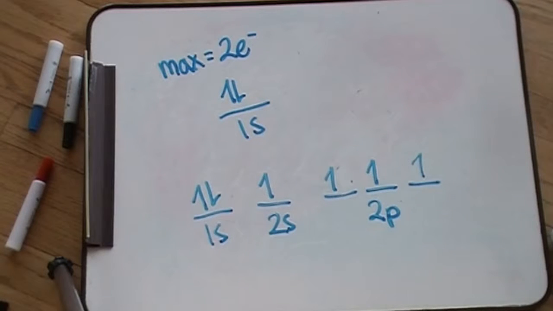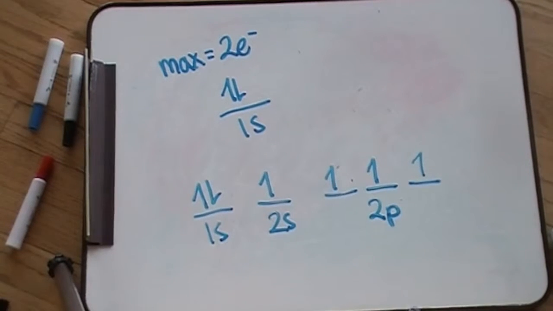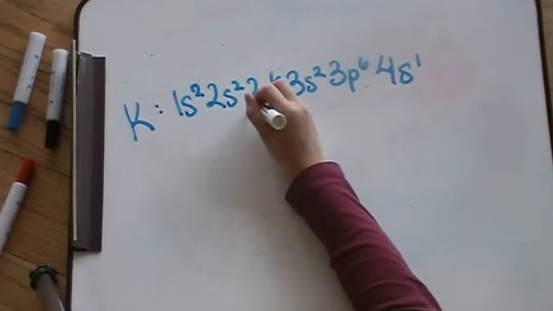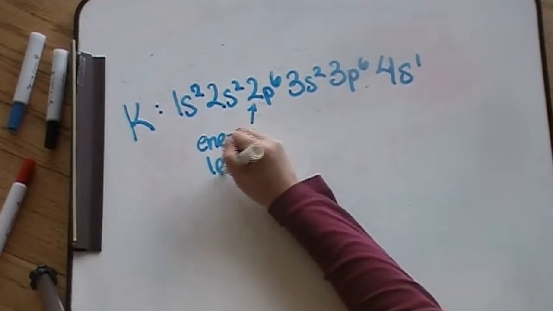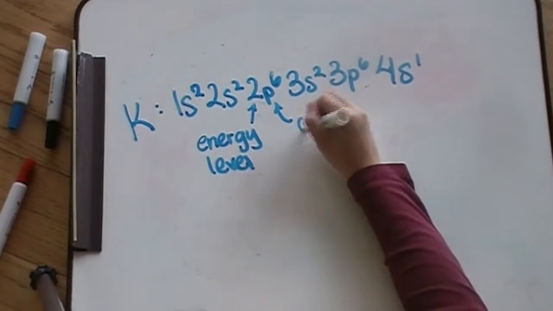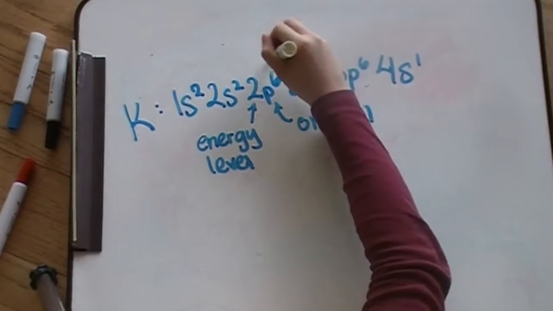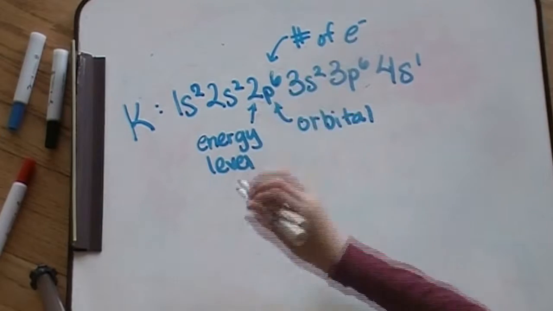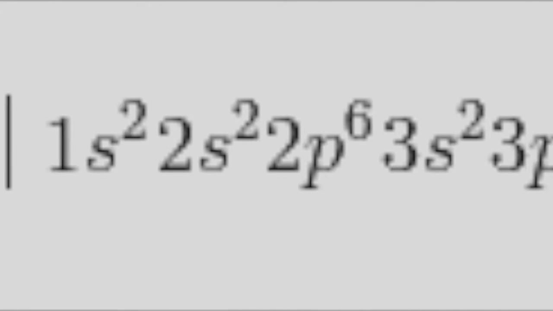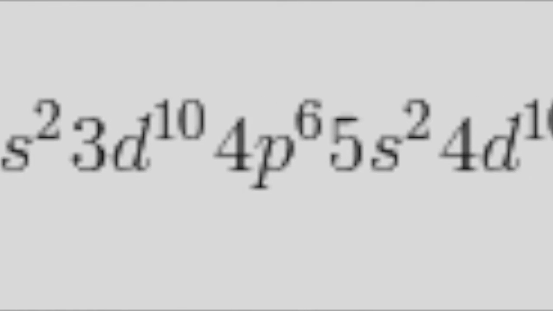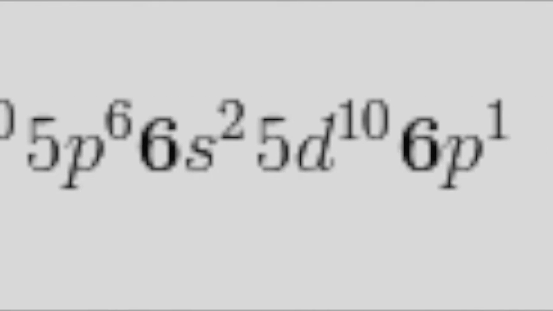But drawing all those arrows is time-consuming and inefficient, and we are really lazy people. That's why we have standard notation. Standard notation of electron configurations looks like this. To write these notations correctly, you must write the energy level, followed by the orbital. In superscript, write the number of electrons in each orbital. Repeat this for each energy level and orbital until you have accounted for all the electrons.